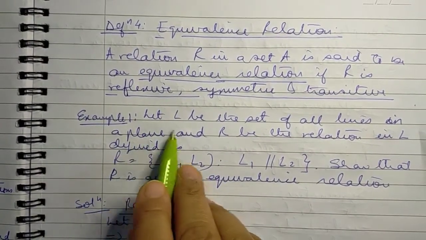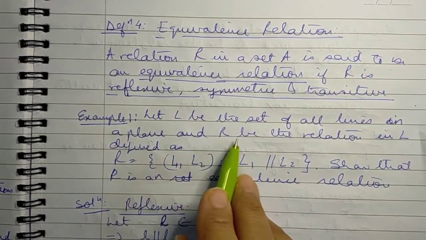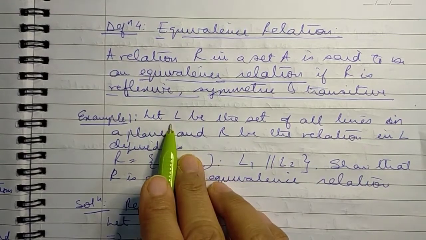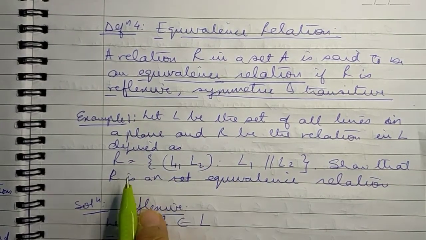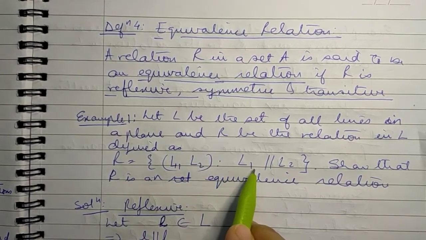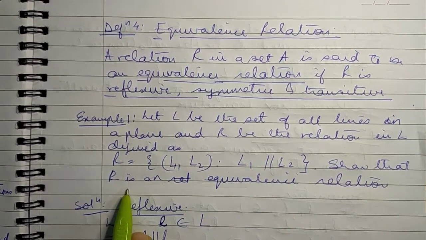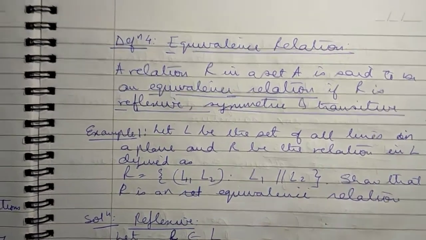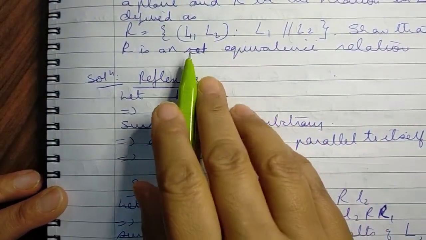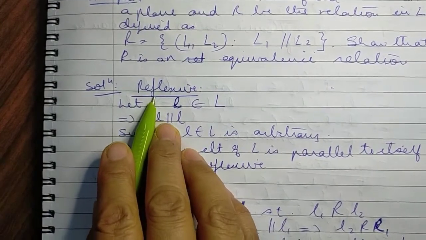Let's take up an example: let capital L be the set of all lines in a plane and R be a relation in the set capital L defined as R equals the ordered pairs (L1, L2) such that L1 is parallel to L2. We have to show that R is an equivalence relation. That is, we are required to show that it is reflexive, symmetric as well as transitive. So let's start with reflexive.